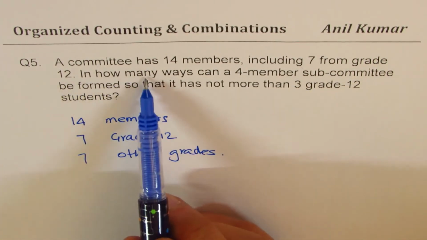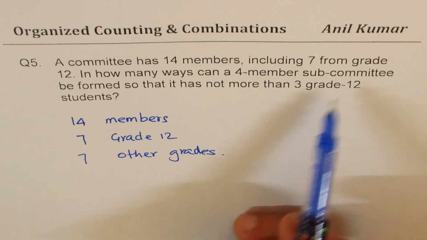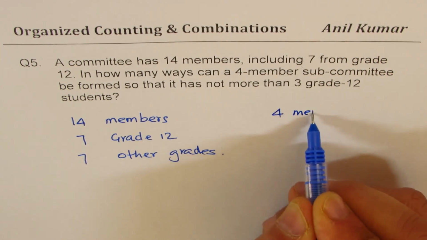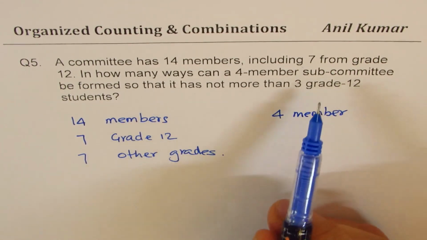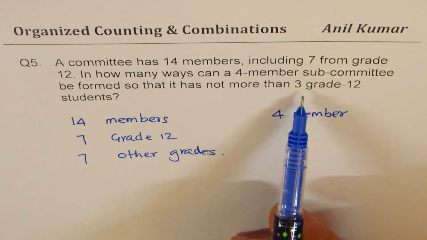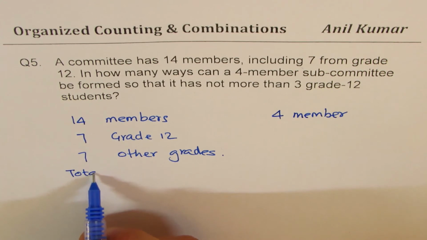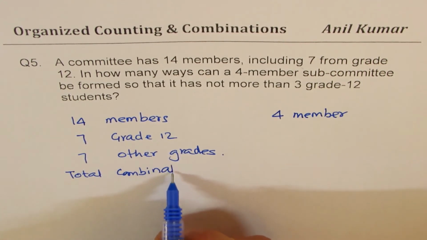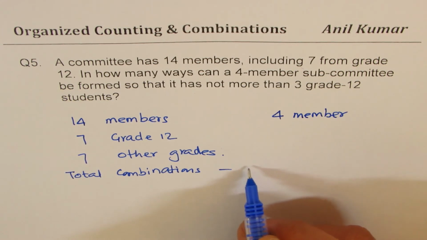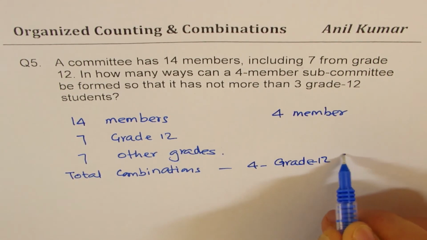In how many ways can a 4-member committee be formed so that it has not more than 3 grade 12 students, not more than 3, right? So we're looking for a 4-member committee. That means we can find the total combinations and take away the one which has 4 grade 12 students. Is it okay?